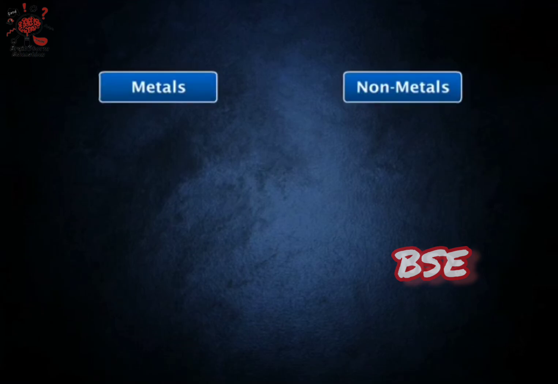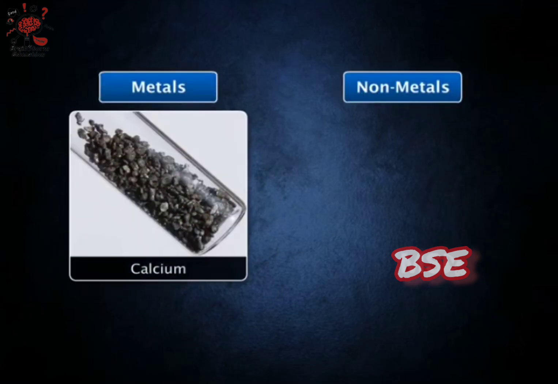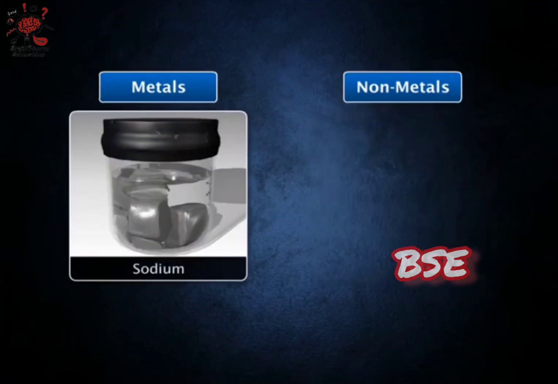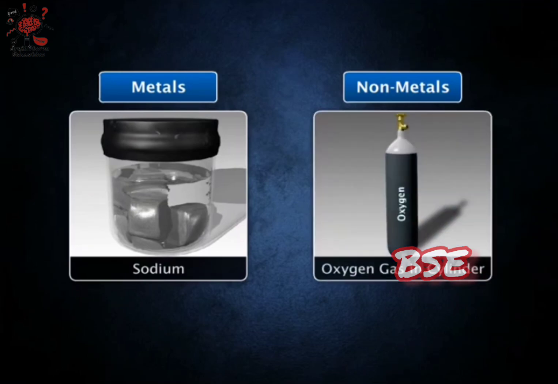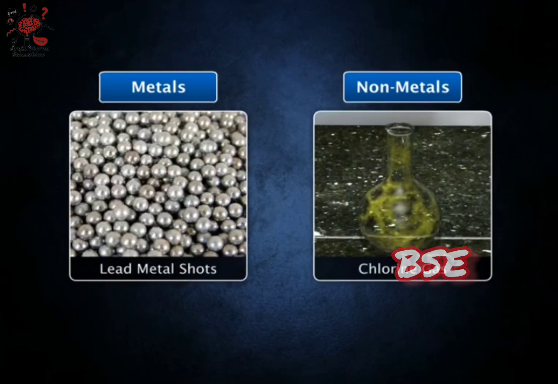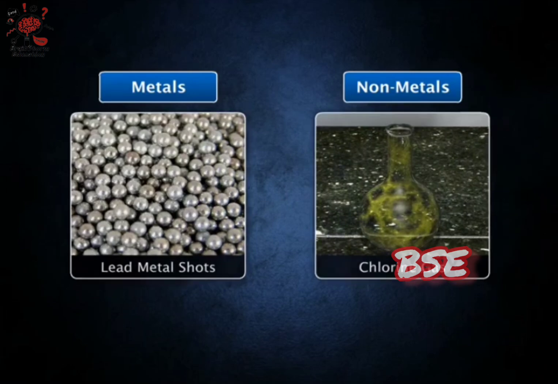Let's see some examples of metals and nonmetals. Calcium is a metal and sulfur is a nonmetal. Sodium is a metal. Because of its reactivity with water, it should be kept in oil. Oxygen gas is a nonmetal. It is a vital gas for living beings. You may have seen oxygen cylinders in hospitals. Lead shots are metal. Chlorine gas is a nonmetal.